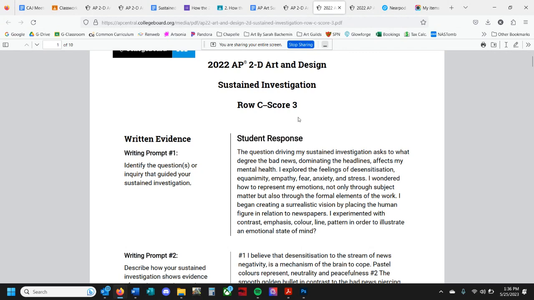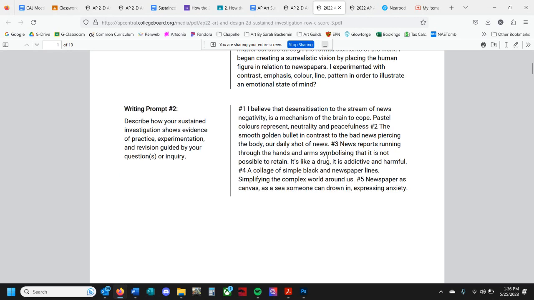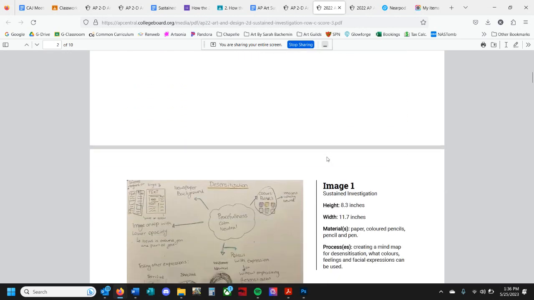So just to go over, section A and B as well. So this is a very clearly written sustained investigation. We know what she's trying to do. And we know that she went through some sort of revision because she said, I began by, and then she said, I experimented with. So she's using language that shows clear evidence that segment A and segment B were addressed. But we're interested in materials, processes, and ideas this time.